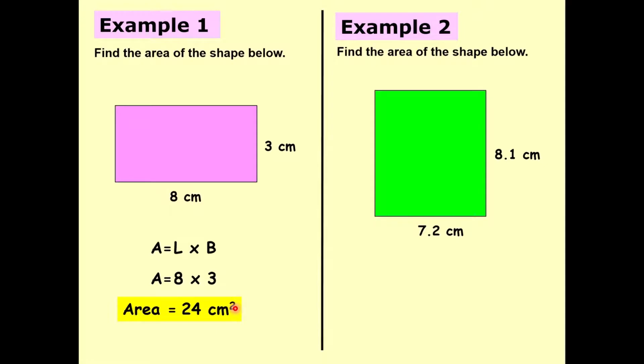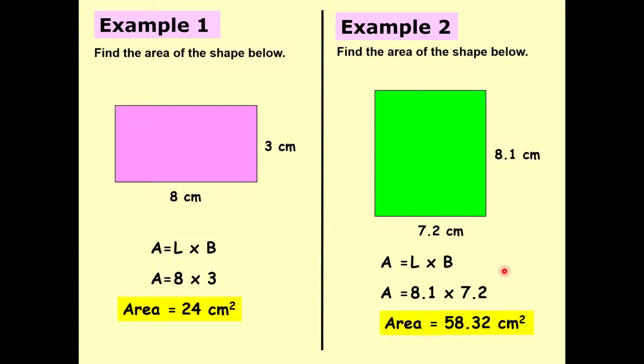So let's look at a second example. Our length was the longer side here and our breadth was the shorter side, but it might be the other way around. That's absolutely fine. We're still going to use area equals length times breadth. This time area equals 8.1 times 7.2. It doesn't really matter which way you put these round, because technically when you're multiplying 2 times 4, it's the same as 4 times 2. So we've got 8.1 times 7.2, and you can pop that into a calculator to give you 58.32 square centimetres.